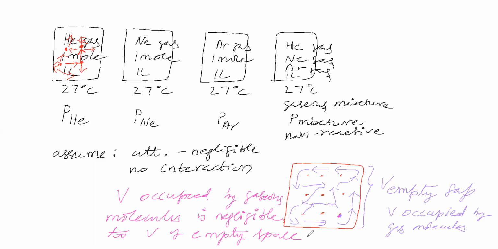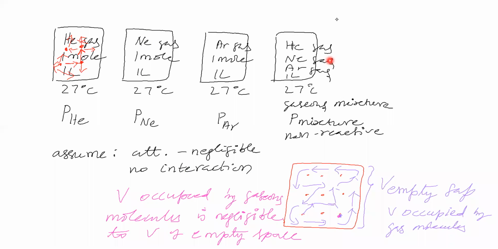So we are saying that the volume occupied by gaseous molecules is negligible to the volume of empty space, and that there is no interaction among gaseous molecules. This says that the distance between gas molecules is very high, so gas molecules move freely. Now, what is the behavior of neon gas molecules here, and what is the behavior of neon gas molecules here? Do you think they remain the same or different?